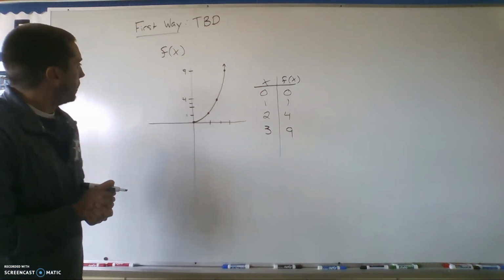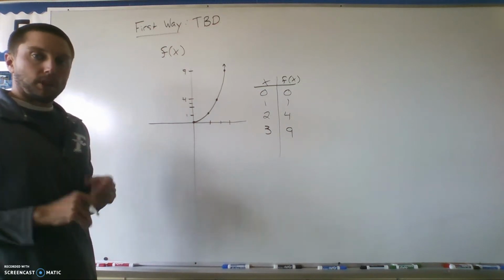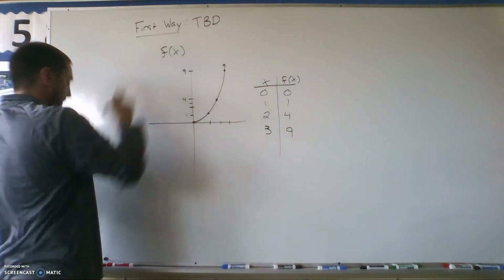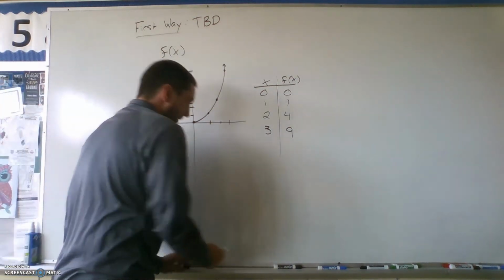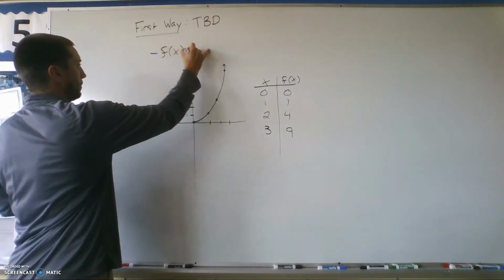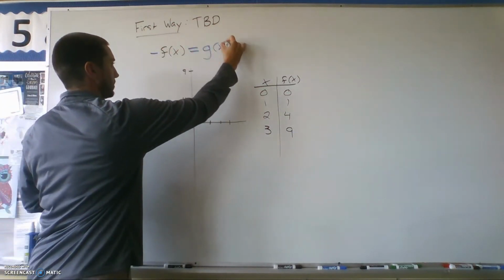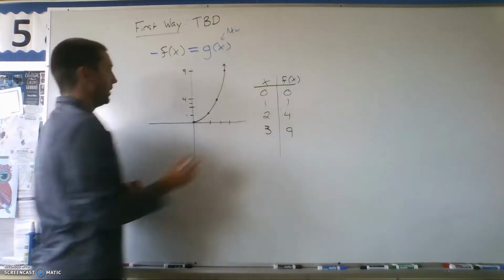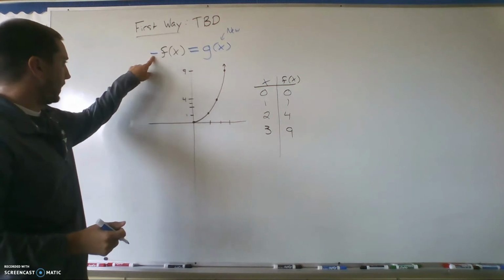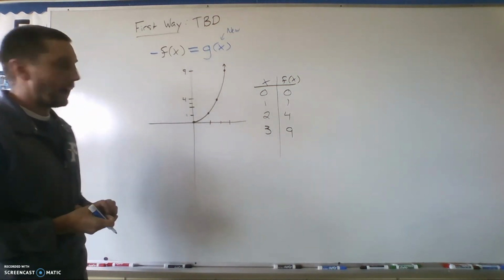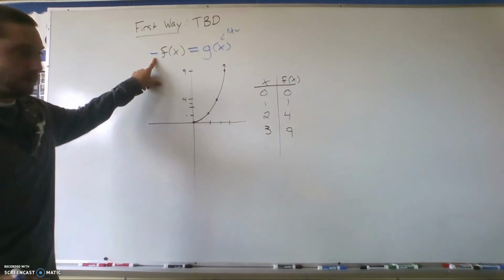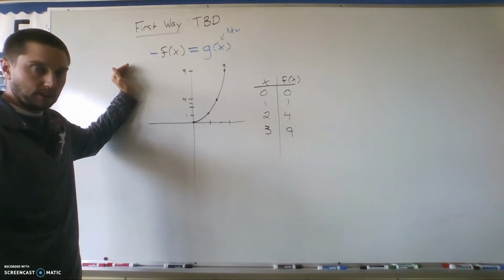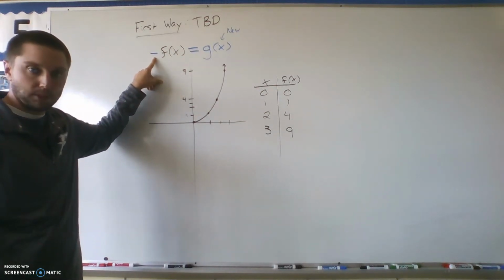All right, so here's what I want to do to f of x. I'm going to create a new function, and to create this new function, I'm going to throw a negative out in front of my f of x, and I'm going to call this new function g of x. Okay, so my new function g of x is going to be equal to negative f of x. All right, now what does this negative mean? What is this negative impacting? Well, it's out in front of the whole thing. So this negative is impacting my outputs.